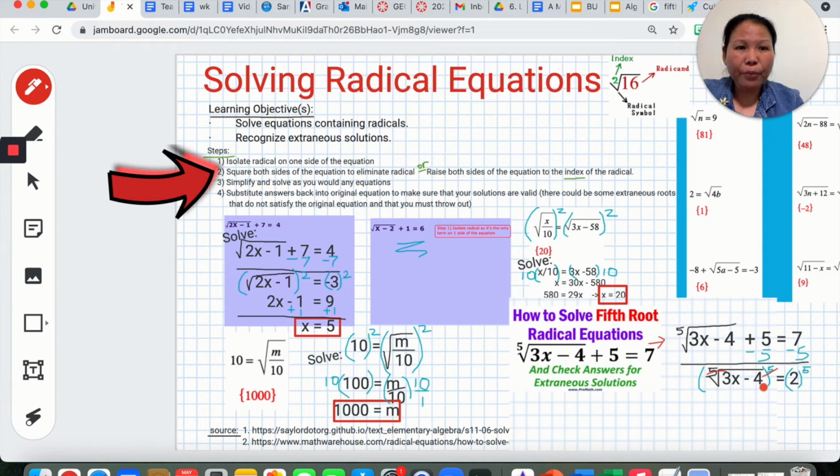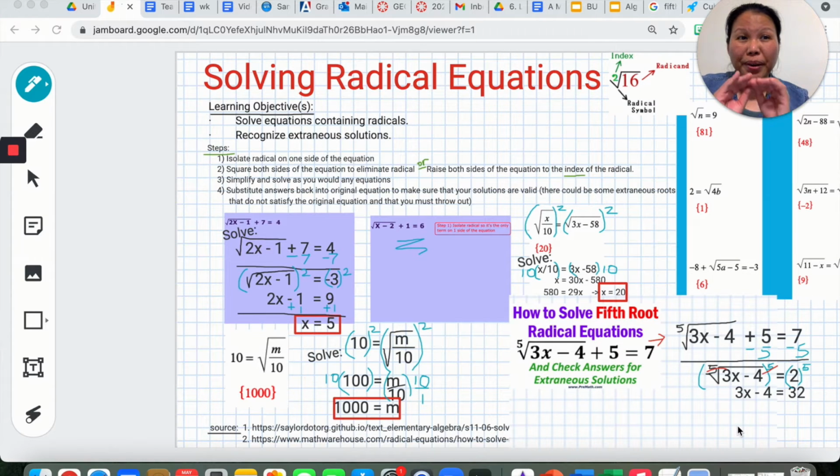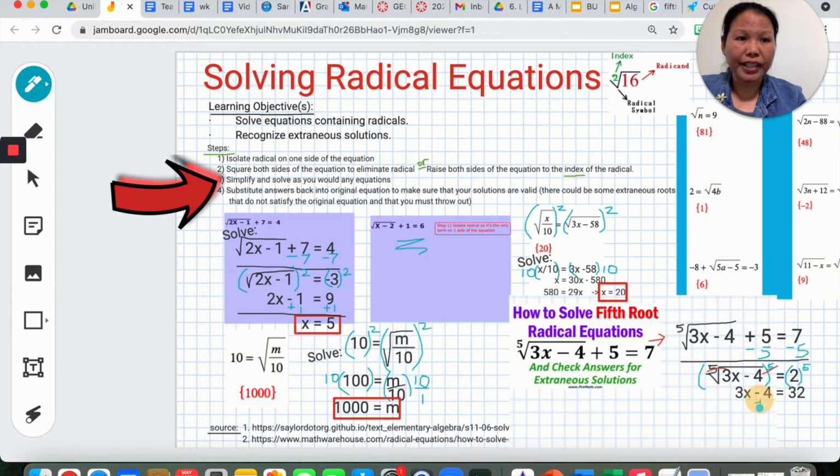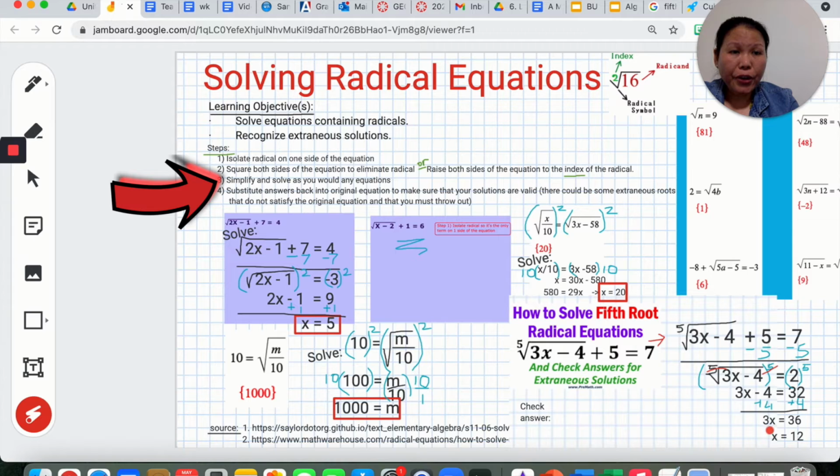Now I'm just left with 3x minus 4 on the left. The right hand side, I get 2 raised to the fifth power. That means 2 times 2 times 2 times 2 times 2, which is 32. Right, without any radical symbol in the equation, we are free and clear. 3x minus 4 equals 32. Let's go ahead and solve the rest of this equation, and we will come back to check the answer. Solve the equation and x is equal to 12.